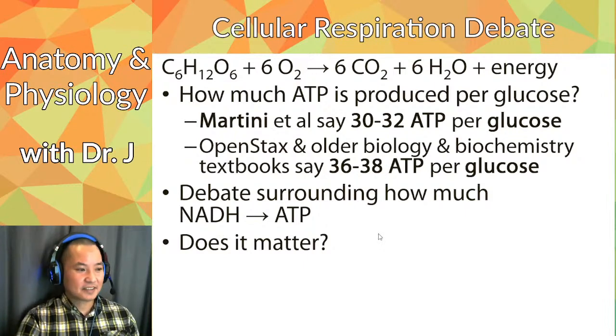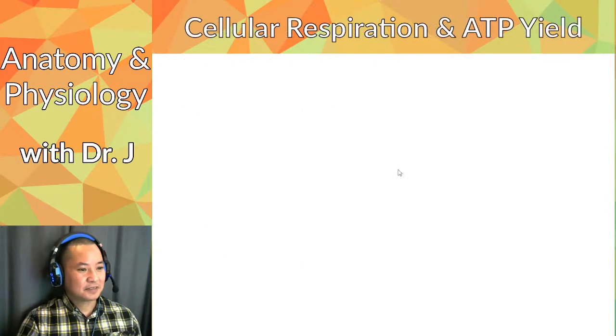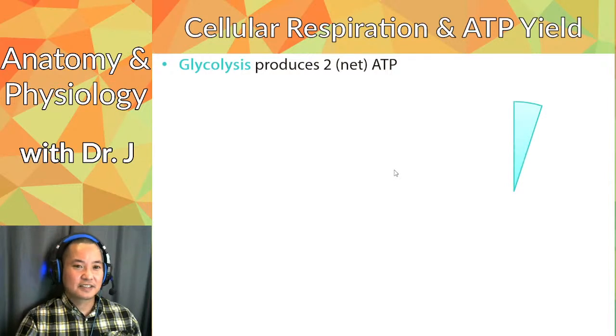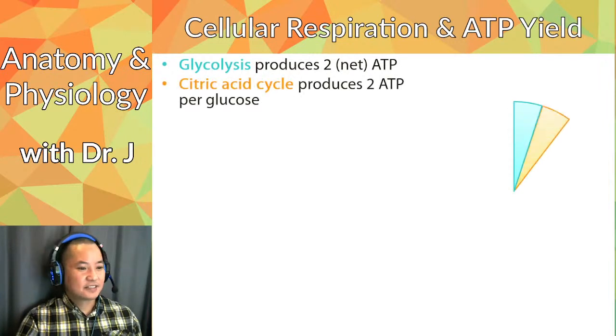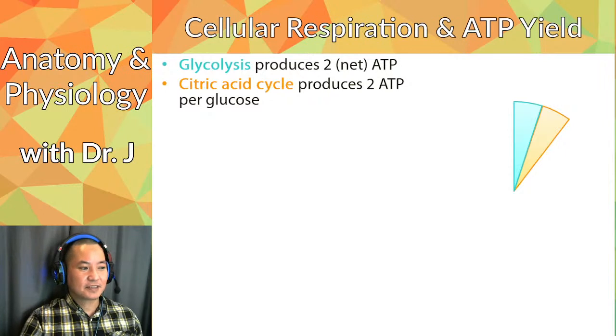Let's take a step back. What I want you to know is that glycolysis produces 2 net ATP, because you put 2 in but got 4 out, so 4 minus 2 is 2. The citric acid cycle produces 2 ATP per glucose. Why is that? You have 2 pyruvate from 1 glucose molecule. Each pyruvate generates 1 GTP molecule that's converted to ATP. So if you have 2 pyruvate, you end up with 2 ATP. That's the net from the citric acid cycle.